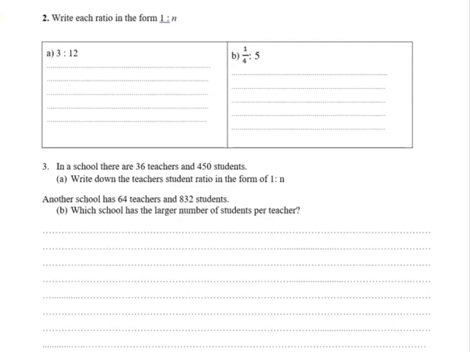So, question A. How do you turn 3 into 1? To turn anything into 1, you divide it by itself. So we're going to divide the 3 by 3, and you're going to divide the 12 by the exact same number. So we're going to get 1:4.